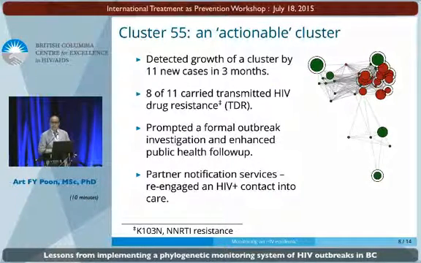So about June of last year, something happened. And that was that the system reported the growth of a cluster that was roughly about 27 cases by 11 new cases in the space of 3 months. 8 of those 11 new cases carry transmitted drug resistance, and specifically that was K103N, which confers resistance to NNRTIs.